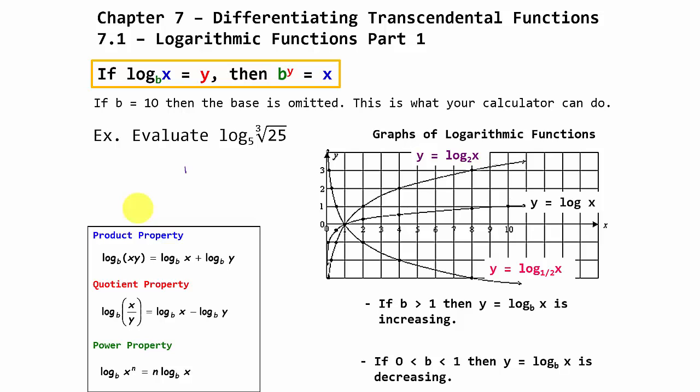In this unit, we're going to be looking at finding the derivatives of log functions, exponential functions, sine and cosine functions. Today we're going to start looking at the derivative of a log function. Before we do, we need to review a few things from Pre-Calc 30.